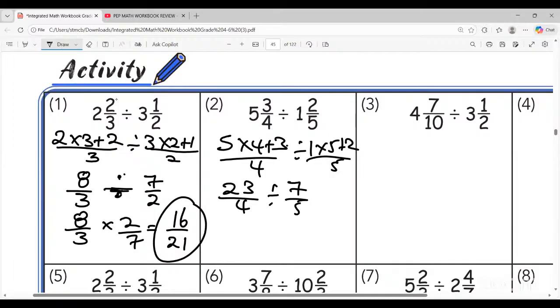So we have 23 over 4 times 5 over 7. For the interest of space, we're just going to multiply across, numerator by numerator. Parents, check if the students can do this. These are some basic things that you should be able to do. So this will give us 115, and 4 sevens, 28.